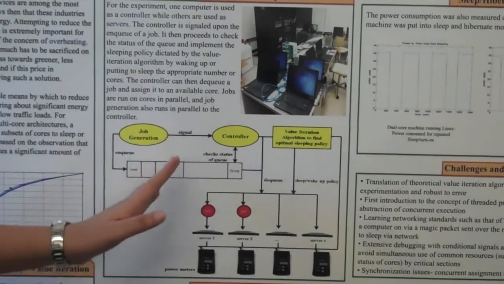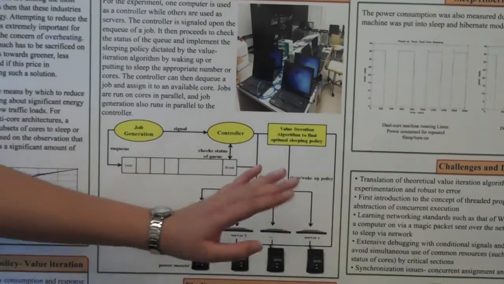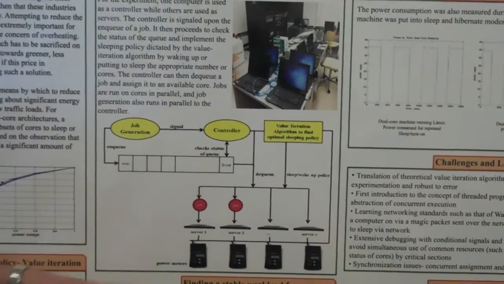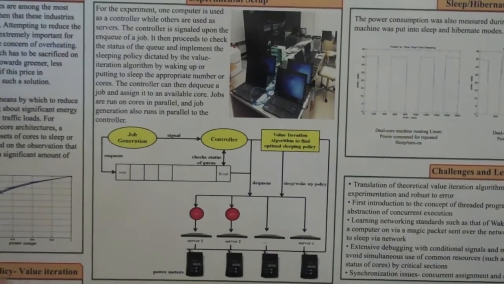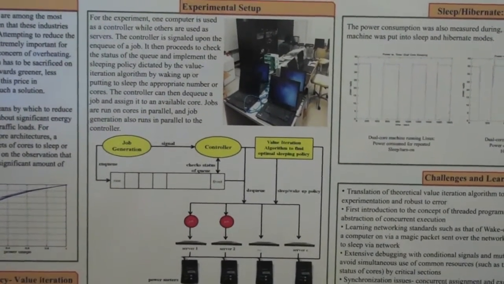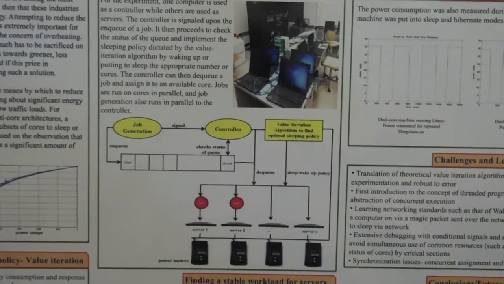And if ever the jobs in the queue fall below a certain threshold, the controller starts to turn off the servers. All the servers are connected to a power meter, and the power meter continuously logs every second the total power consumption of all the, in our experiment's case, 3 servers. So now we can go ahead and look at the actual experimental implementation.